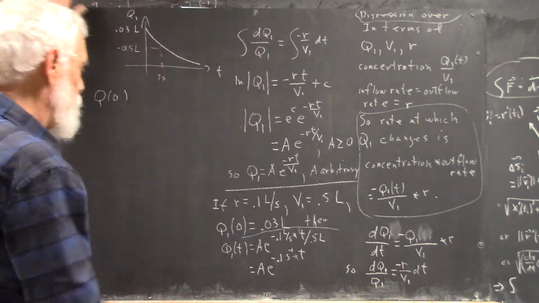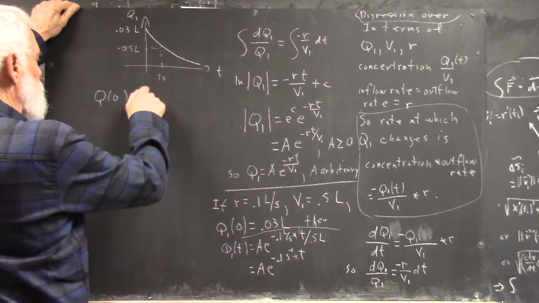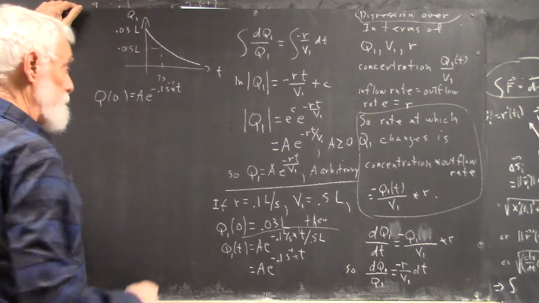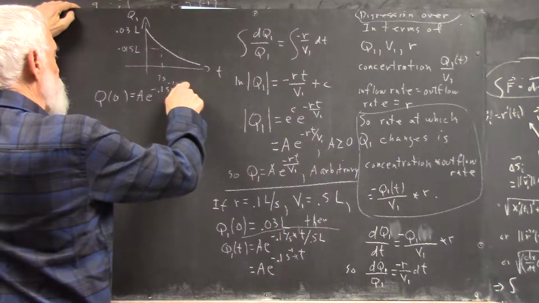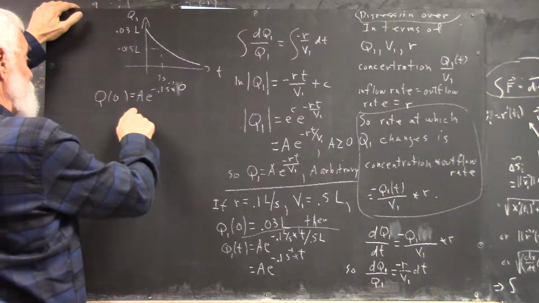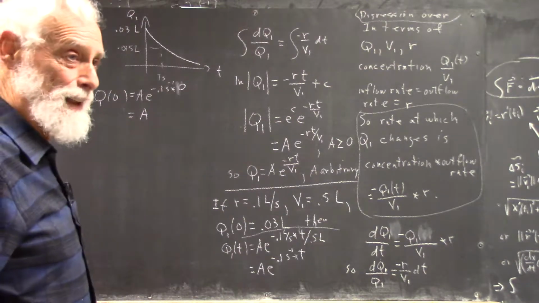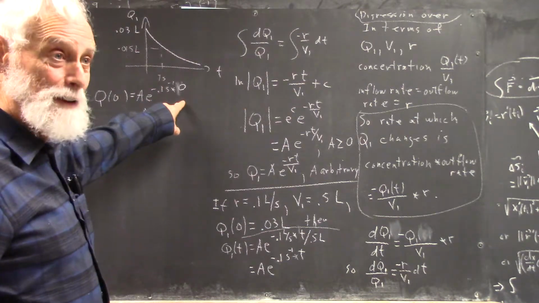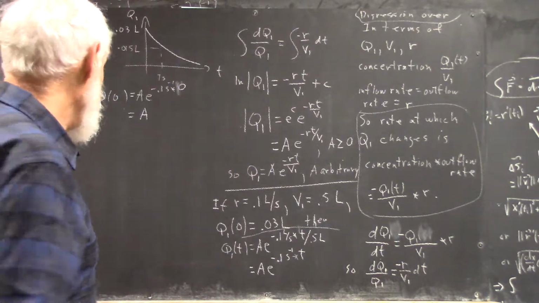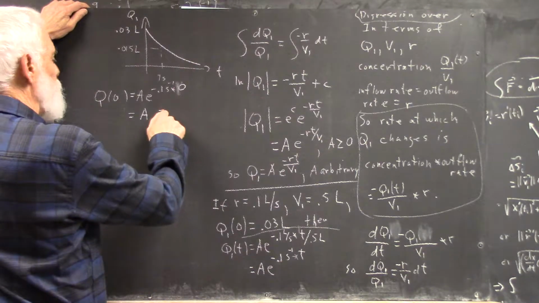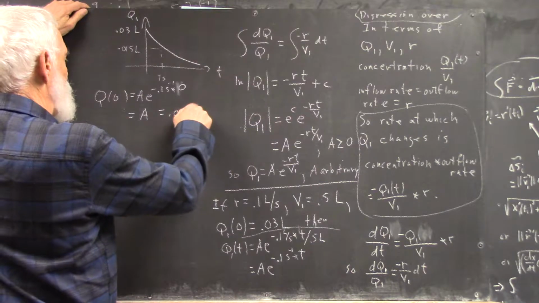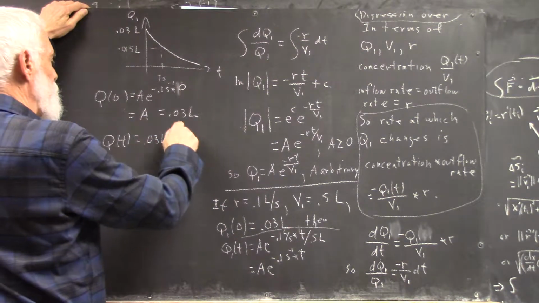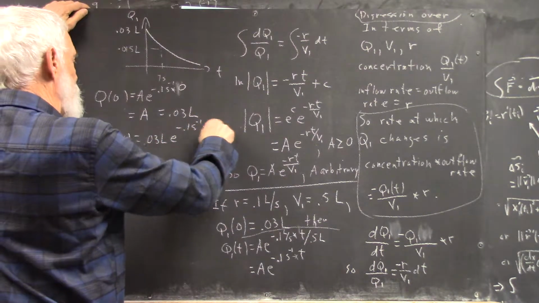Let's verify it. Q of 0 should equal A e to the negative 0.1 reciprocal seconds times T, times 0. Well, that's A. That was easy. It's not always that easy; there's often a calculation involved. Sometimes you got to actually evaluate it. And Q of 0 is 0.03 liters. So Q of T equals 0.03 liters times e to the negative 0.1 per second times T.